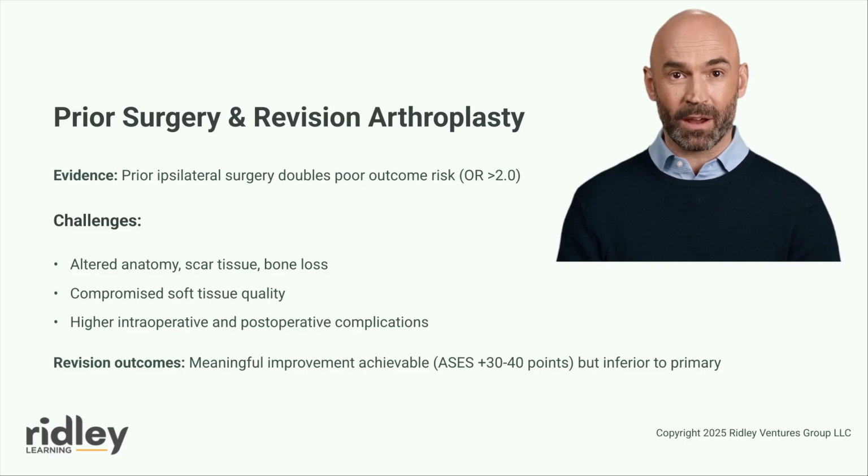A 2025 systematic review of revision from failed anatomic to reverse arthroplasty reported mean improvements in American Shoulder and Elbow Surgeons scores of 30 to 40 points and forward elevation of 40 to 60 degrees, with complication rates of 10 to 15% and revision rates of 5 to 8% at midterm follow-up. These outcomes, while inferior to primary arthroplasty, represent meaningful functional restoration for patients with failed prior procedures.